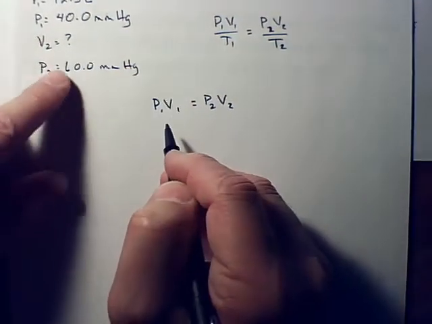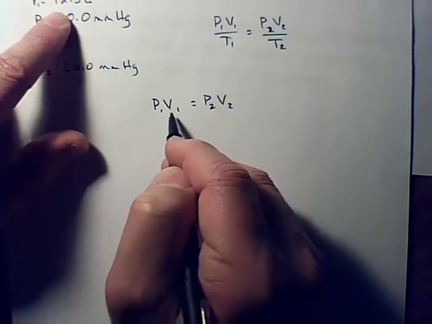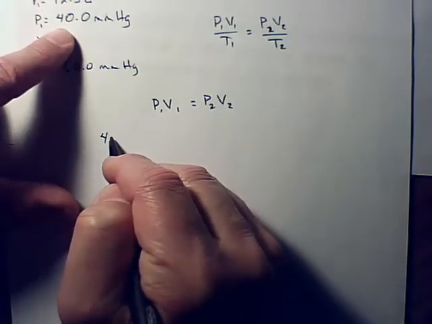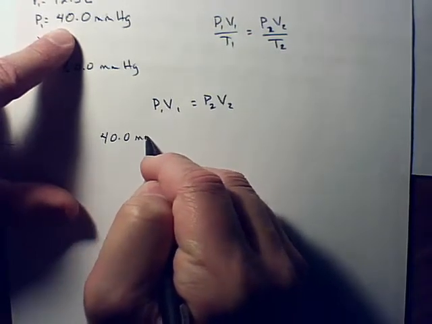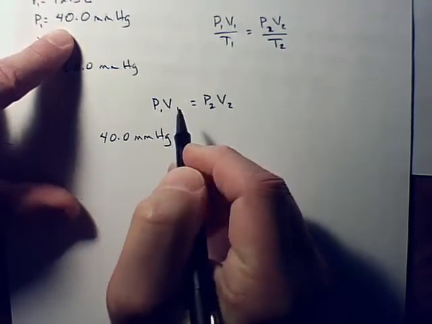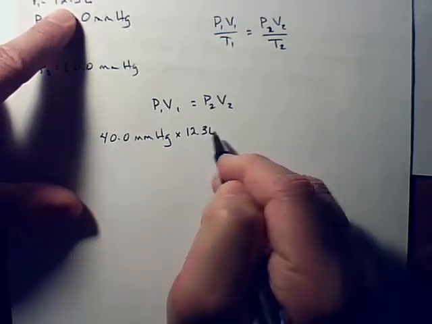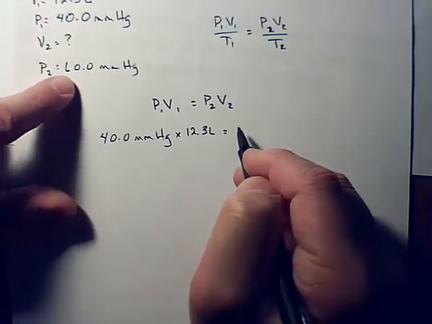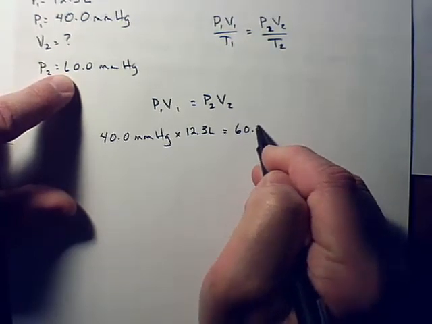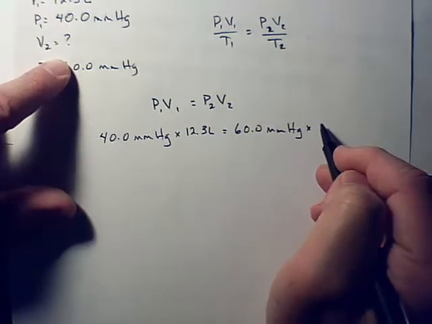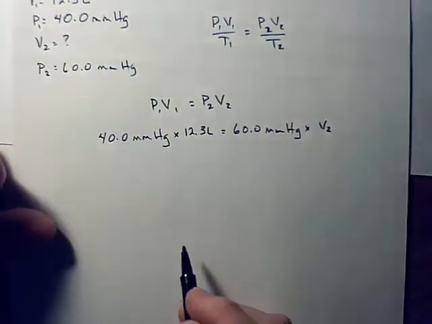All right, so let's see. We got 12.3 liters for, well, let's start with the pressure, 440.0 millimeters of mercury. Times V1 is 12.3 liters. And P2 is 60.0 millimeters of mercury. And then V2, we don't know. And we want to isolate.